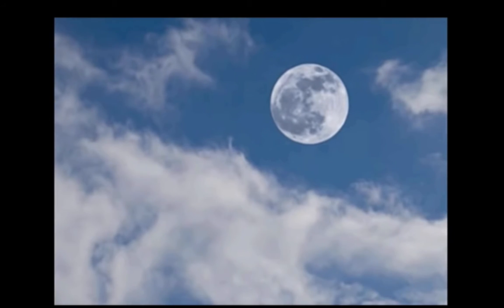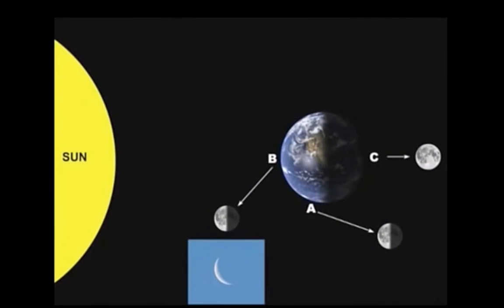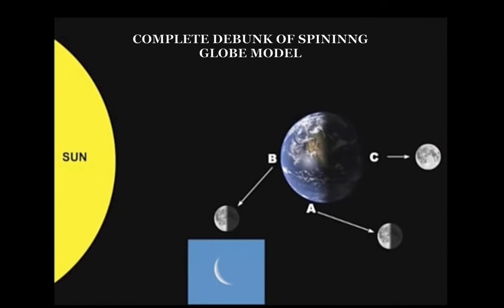So now let's turn our attention to the moon. Many of us have seen the moon appear full at various times throughout the day, as in this picture. But how can that happen? If you're standing at point C, then it's the middle of the night. Full moon, no problem.